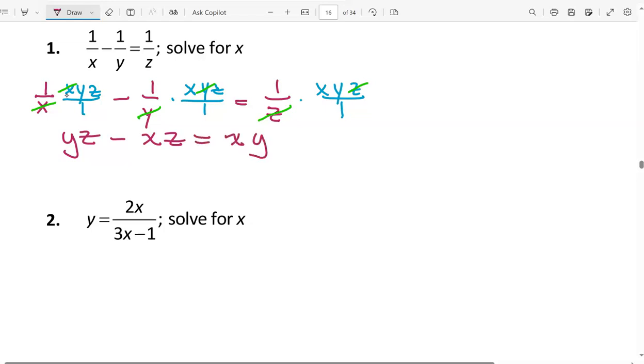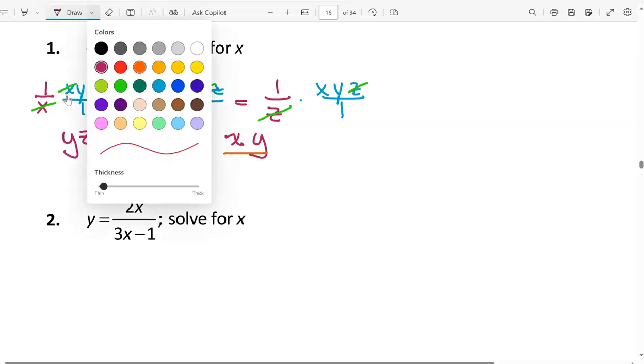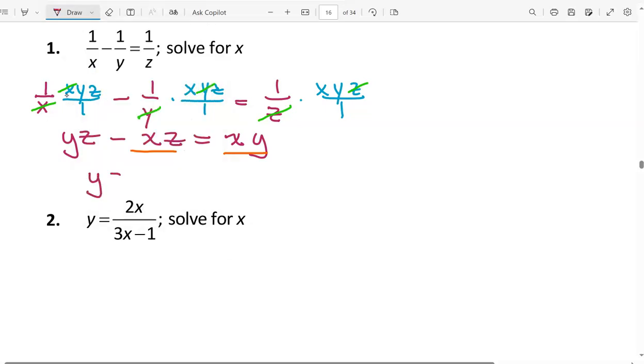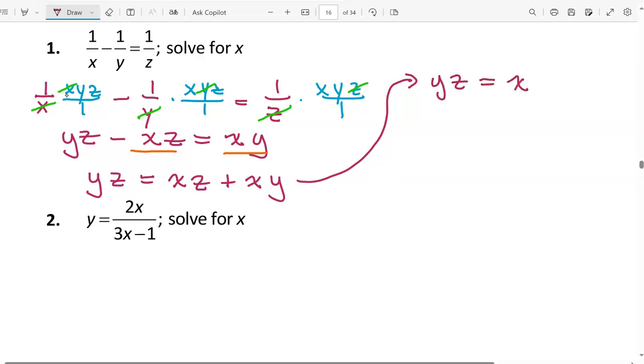Now we have to think about which variable we're going to solve for. We're solving for x, which appears in 2 of the terms. So I'm going to move those terms to the same side of the equation. So if we add xz, then we get yz equals x times z plus x times y. Now what we want to do is factor, and I'm going to factor out the variable that I'm solving for. So factor out x, and we get x times z plus y.